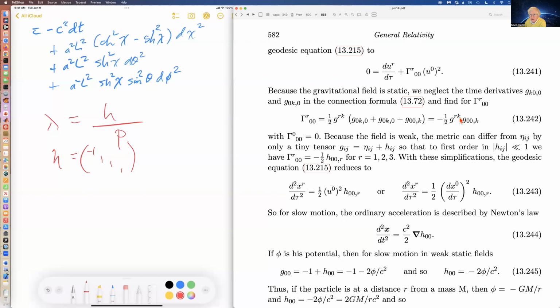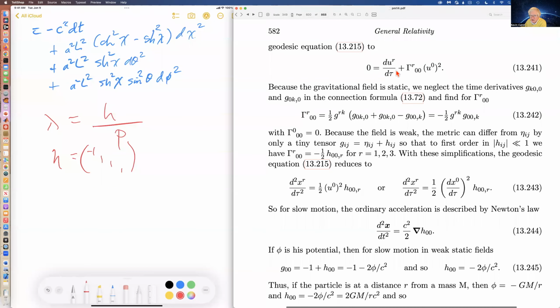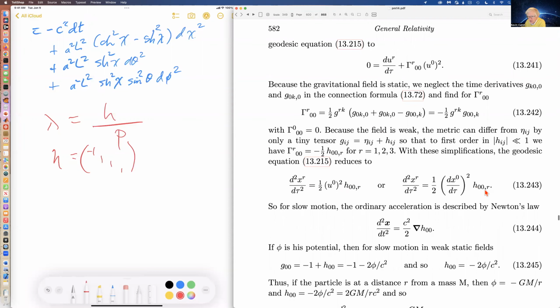And so as a result, what we have is just u0 squared, and then we have the derivative. This gamma is just the rth derivative of h00. So this expression then becomes, and remember that u^r is the derivative of x^r with respect to tau, d²x^r/dτ² is a half u0 squared times the rth derivative of h00. And of course, u0 is dx0/dτ times that.